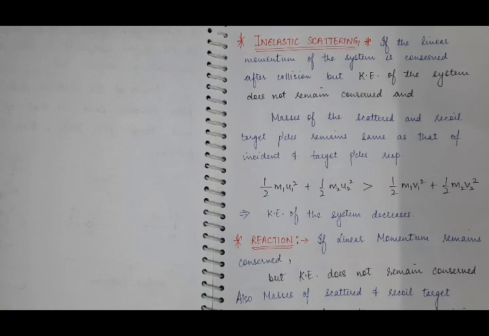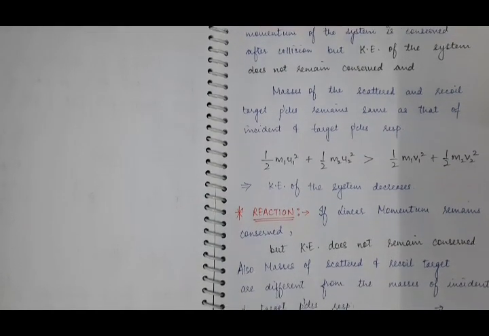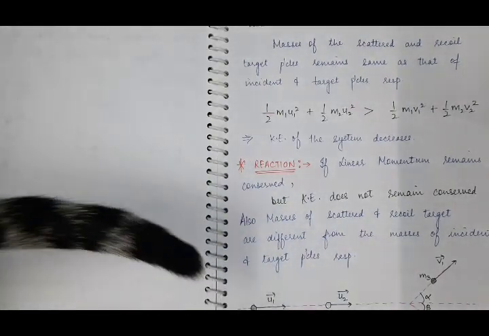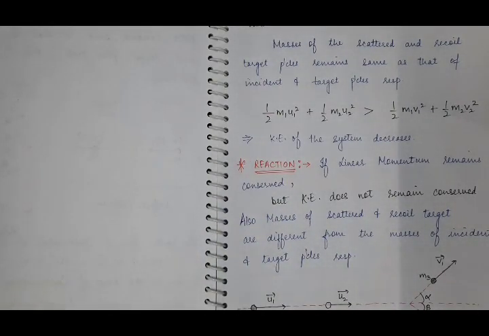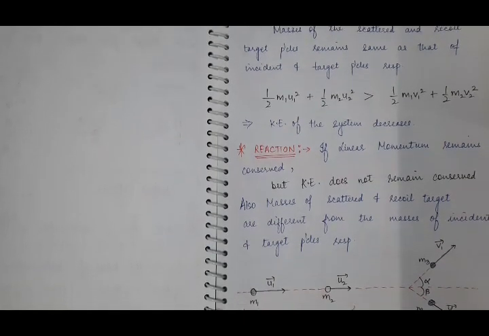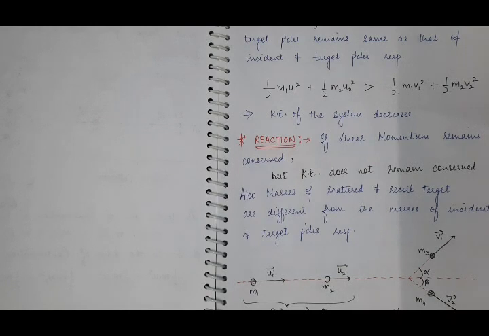And according to the law of conservation of linear momentum, the equation of linear momentum will remain the same as that of elastic scattering. And next comes reaction. So in case of reaction, again linear momentum remains conserved, but kinetic energy does not remain conserved. And one more difference from inelastic scattering is that the masses in this case change. The mass of the incident particle and target particle before collision is different from the masses of the recoil target and scattered particle after collision.